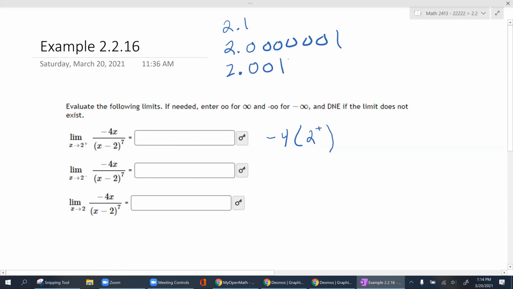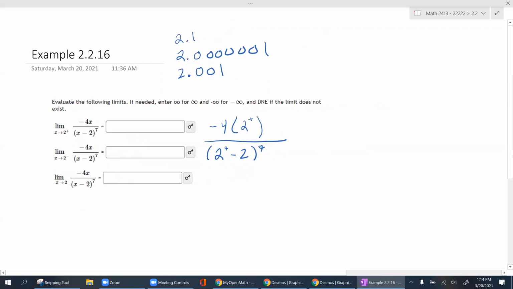You get the idea. You may do something like that. Right? You're approaching 2, but from the right. So that's what I'm notating here by 2 from the right-hand side, divided by 2 from the right-hand side minus 2 to the 7th. Okay, and I want us to think here for a little bit, all right?